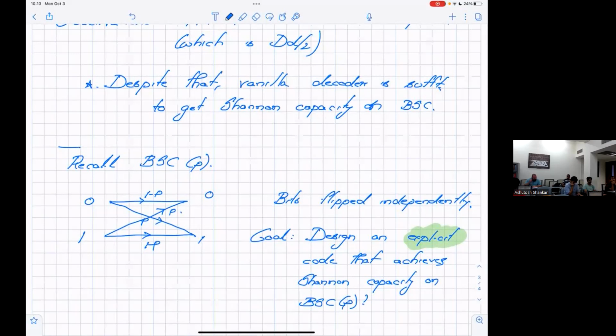The encoding and decoding were neither of them explicit when we did the Shannon codes, but the probability of error was exponentially small. So what we'll now see is we will come up with a code. We'll see quickly that actually that analysis could be strengthened, and we can get a code which is explicit, but will have inverse polynomial error.